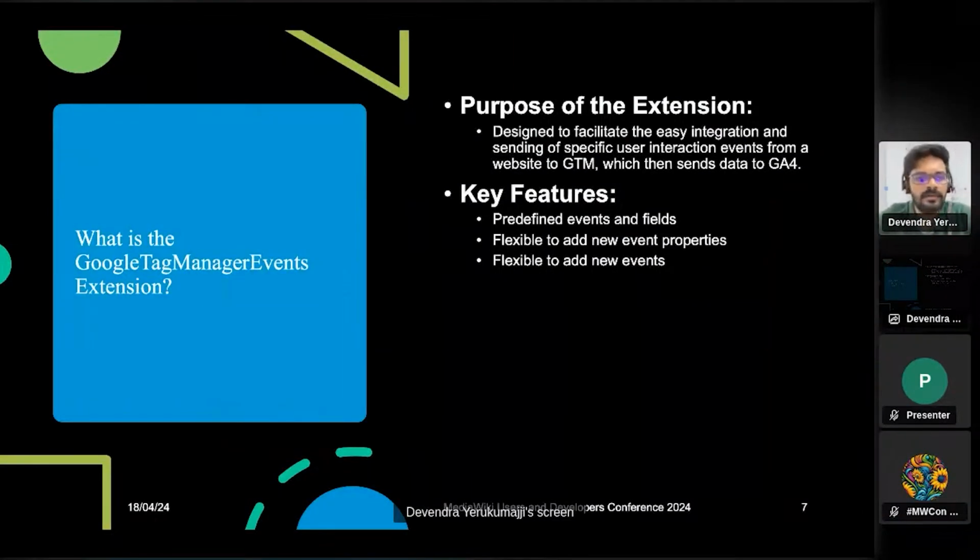Now I will explain what the Google Tag Manager event extension is. The purpose of the extension is to facilitate every interaction, sending user-specific interaction events from a website to GTM, Google Tag Manager, which sends the data to GA4 by using the Google Tag Manager triggers. The major thing for this extension is that we are going to send the event data to the GTM.